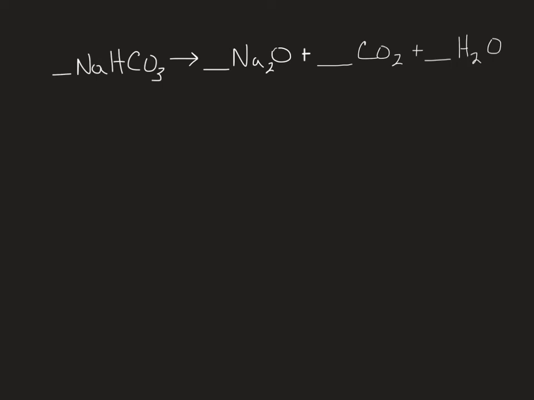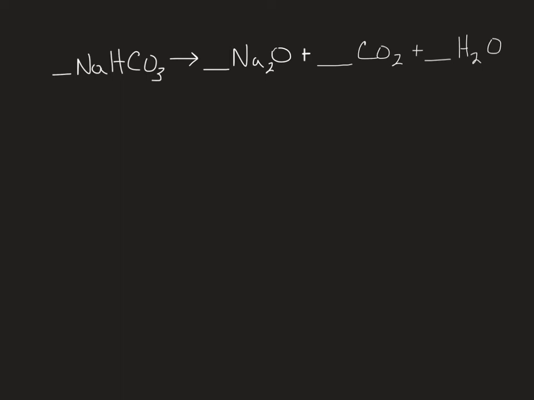Hi, so in this video we're going to learn to balance chemical reactions. The idea of balancing chemical reactions is to make sure that the chemical reaction follows the law of conservation of mass. We can see that in this reaction written right now, there's only one sodium on the reactant side, and there's two sodiums on the product side, so it's not balanced.